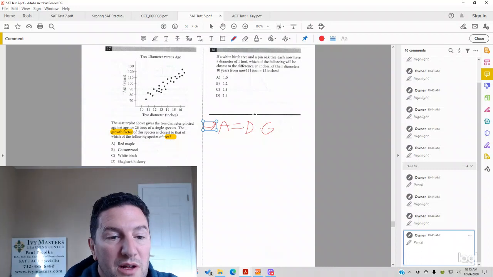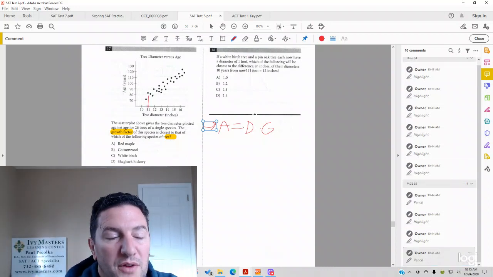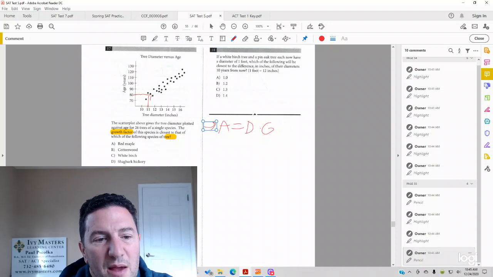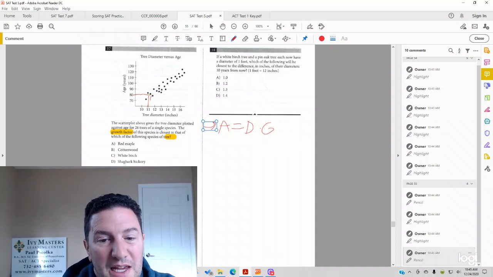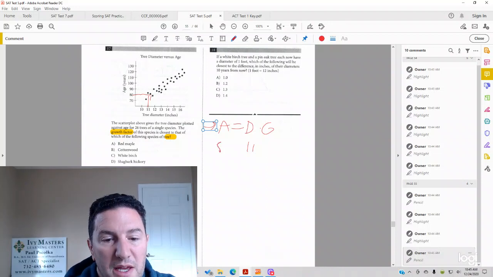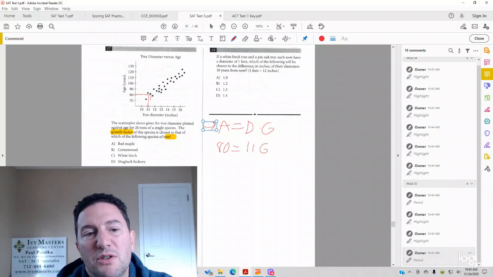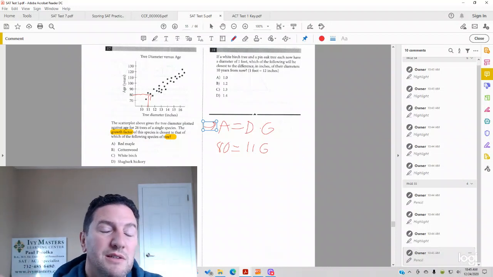What do you know? On our graph here, I've got diameter there, and I've got age there, and it looks like when the diameter is 11, the age is about 80. So in place of D, I put 11. In place of A, I put 80. And my equation becomes 80 equals 11G. Most of the time, students are drawing a line of best fit here. Notice it's not necessary here.